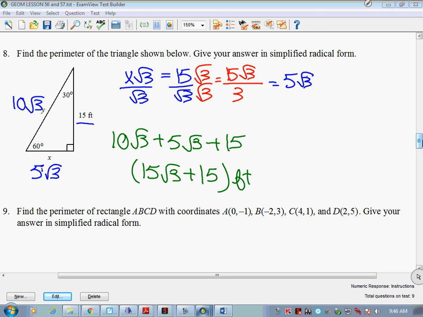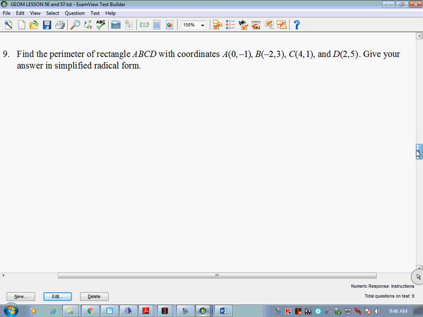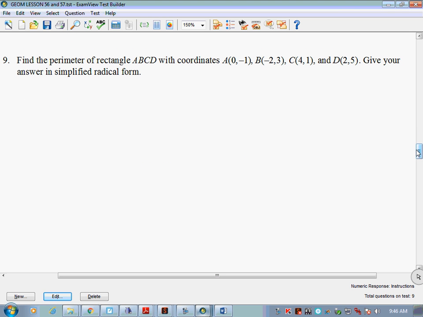Number 9, I'm going to give you the answer to. It is very, very similar. You're going to get something similar to that rectangle that we did before, except this one, in fact, is going to be a square. You're going to use coordinate paper to solve that. You're going to use Pythagorean theorem to find side lengths. You need to find the perimeter there. Give your answer in simplified radical form.